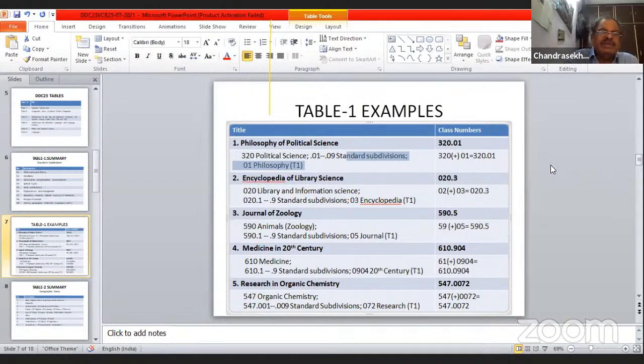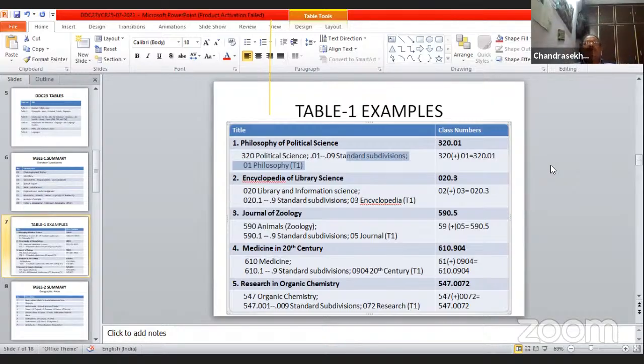they have not given the instruction there. Even then, you can add the notation from table 1. So what is the notation for 20th century? 0904. You can simply add to that one school libraries.